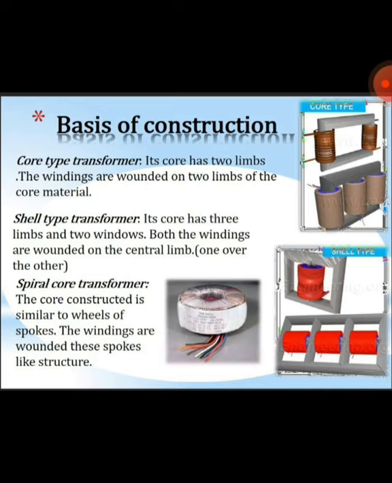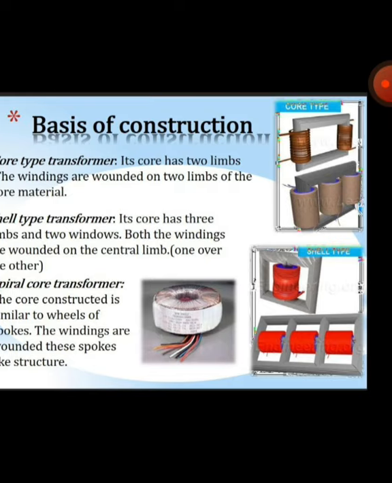On the basis of construction, in core type transformer, its core has two limbs. The windings are wound on two limbs of the core material. In shell type transformer, the core has three limbs and two windows. Both the windings are wound on the central limb. In spiral core transformer, the core constructed is similar to the wheel of a spoke. The windings are wound on this spoke-like structure.